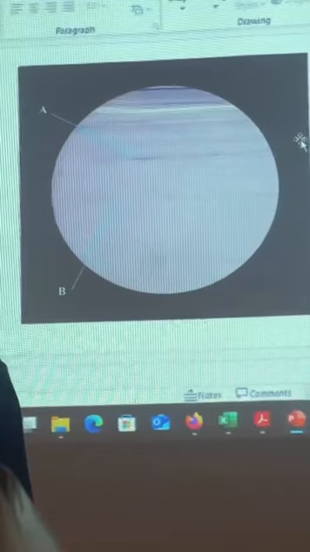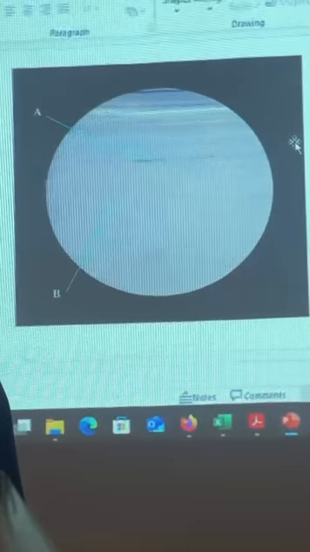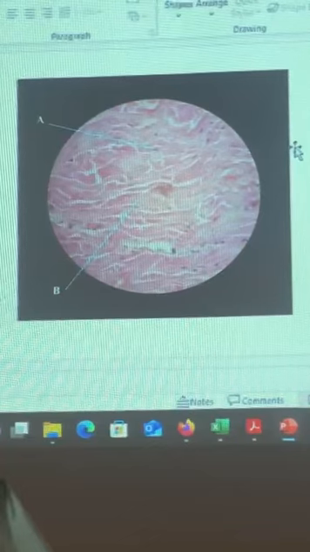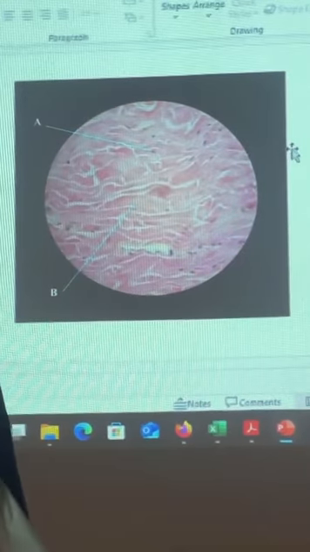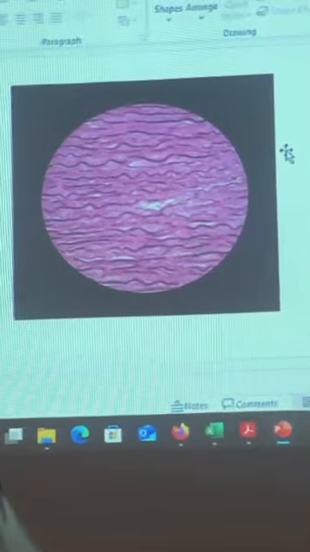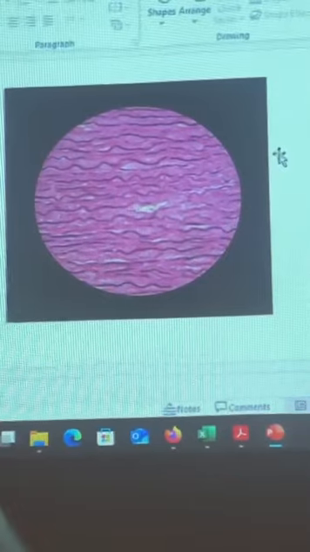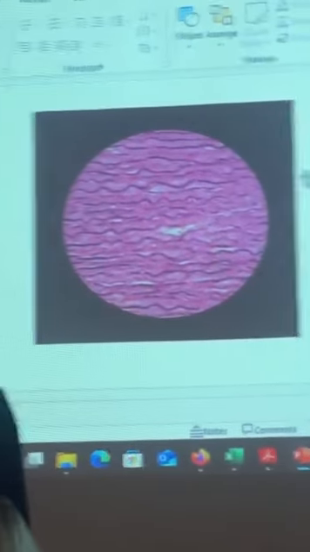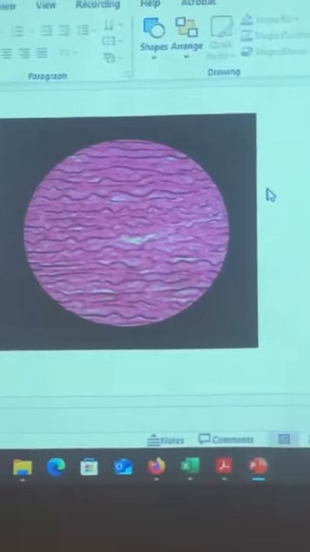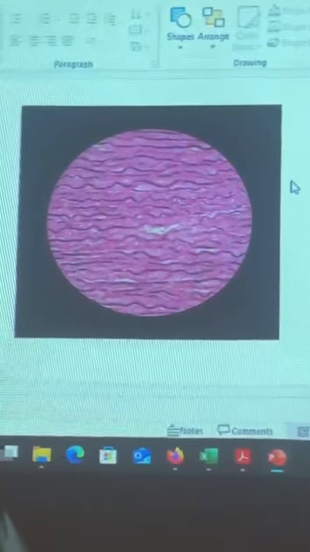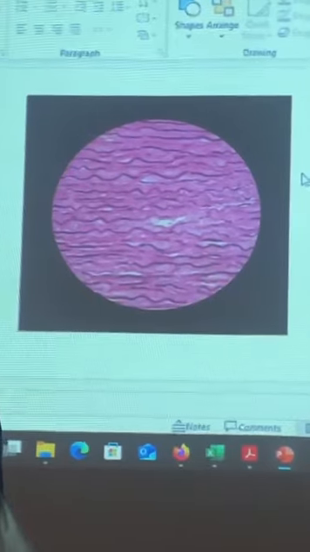Dense regular, tendon or ligament. Dense irregular, you can still say dermis. You want to impress me, say reticular region, but dermis works. Elastic CT. Now with the elastic tissues, you have to identify, is it the CT or is it cartilage? So this is elastic CT, and this is from the wall of the aorta or the vocal cords.